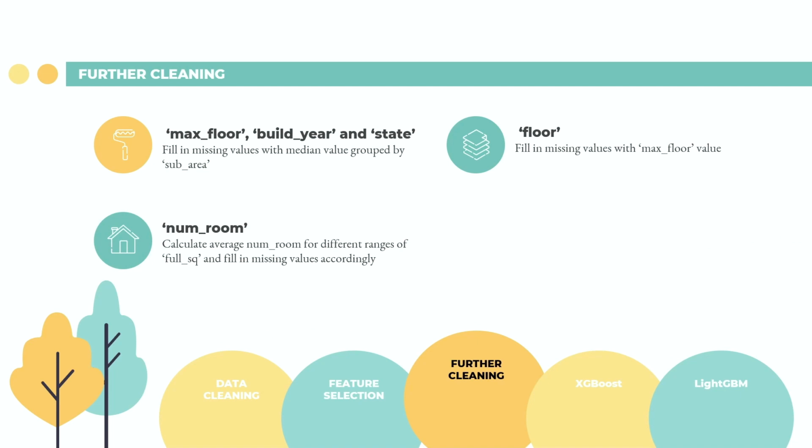For num room, we split the full SQ values into different ranges and calculated the average num room values for each range. Then, we fill in the rows with missing num room values using the calculated average num room value depending on which range of full SQ values the row belongs to. Finally, for kitch SQ, we calculated the average kitch SQ over life SQ proportion, grouped by sub-area, and fill in the rows with missing values using the life SQ value multiplied by the kitch SQ over life SQ proportion, depending on which sub-area the row belongs to. Now, Yuqing will explain more on the models that we have used.